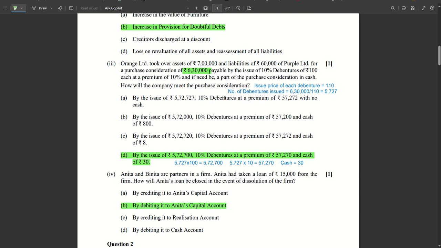So you have to do the calculations carefully to arrive at the right solution. You might get confused with other options if you make mistakes in your calculation. So be careful.